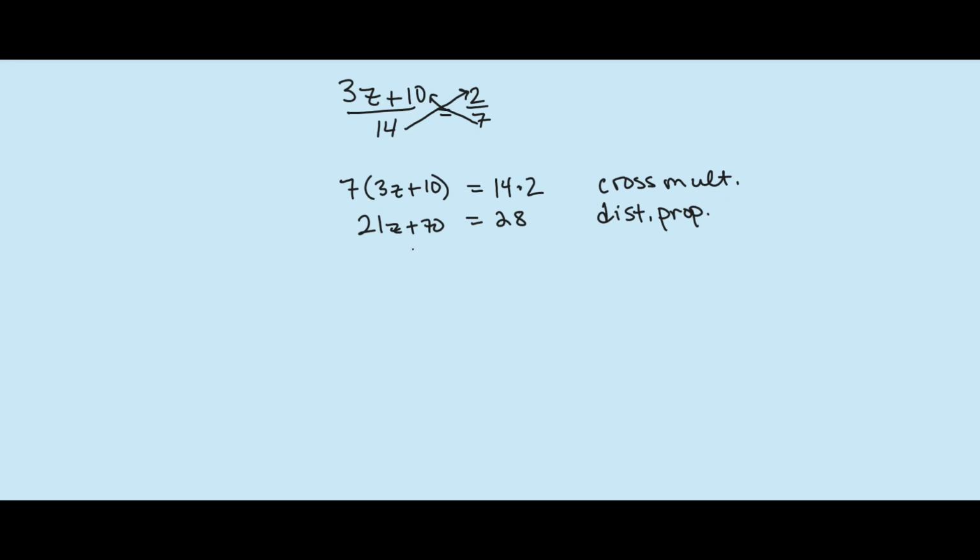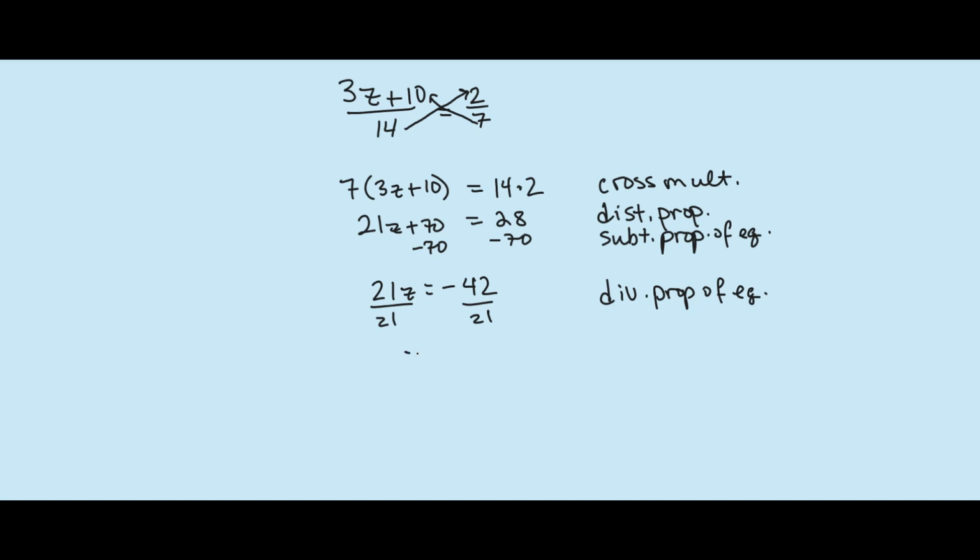Now I'm going to subtract 70 from both sides, and that's going to be the subtraction property of equality. And when I do 28 minus 70, I get negative 42. So 21z equals negative 42. I'm going to divide by my coefficient, 21. Division property of equality, and I'm going to get z equals negative 2.